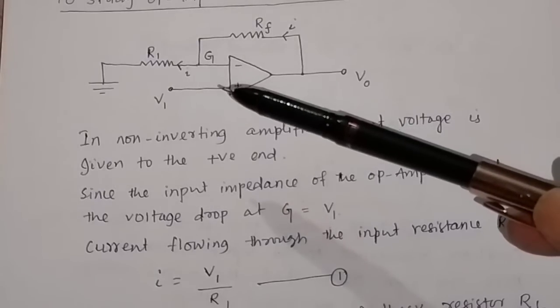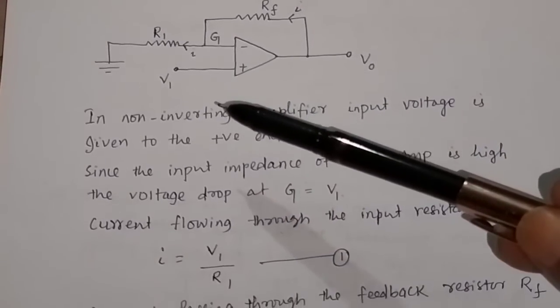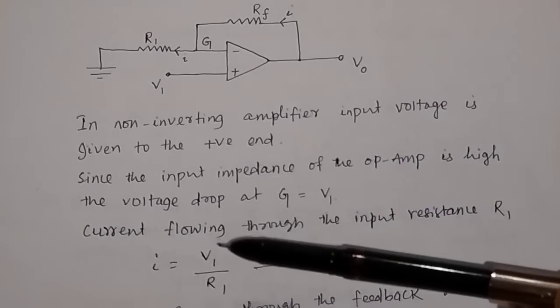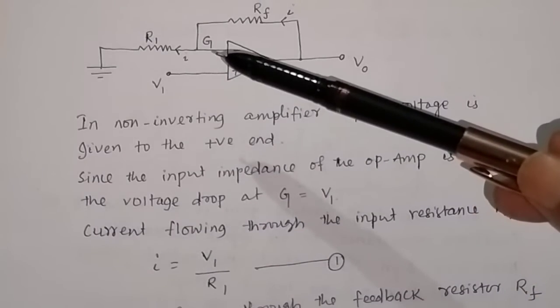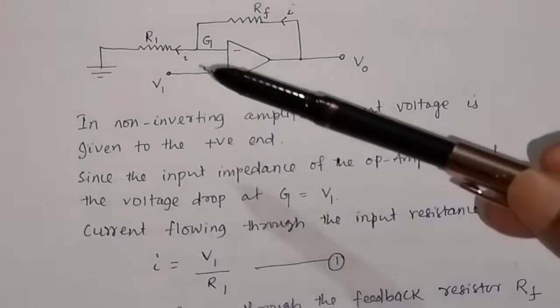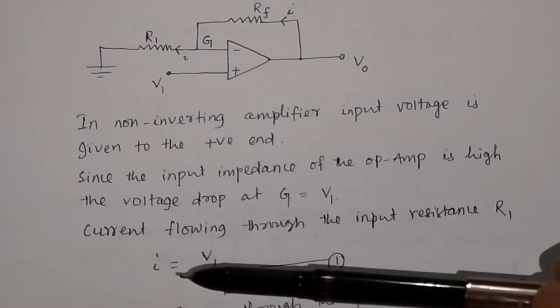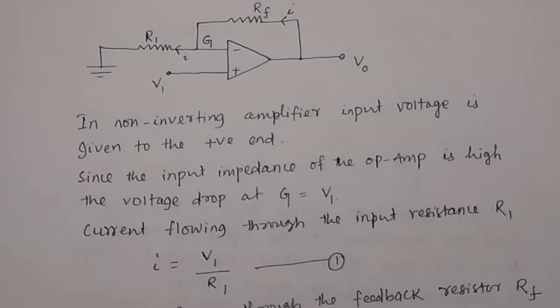So what will be the current through the input resistance R1? As you know, current is equal to voltage divided by resistance. The input voltage is V1 and the resistance is R1. So the current through this input resistance is I equal to V1 divided by R1. Suppose this is equation number 1.